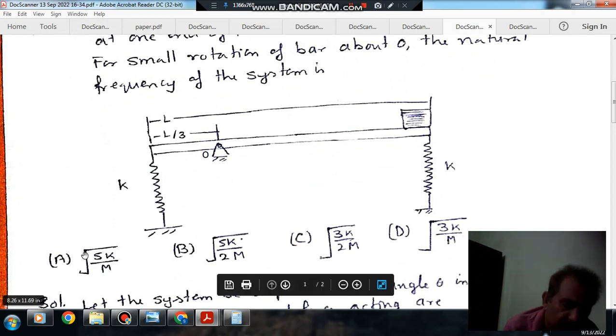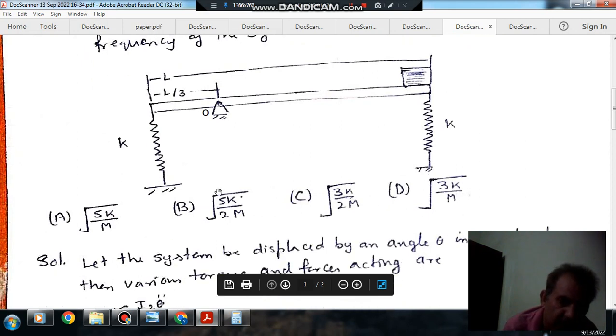Option A is root 5K by capital M. Option B, root 5K by 2 capital M. C, root 3K by 2 capital M. D, root 3K by capital M. Okay, so these are the natural frequency options.